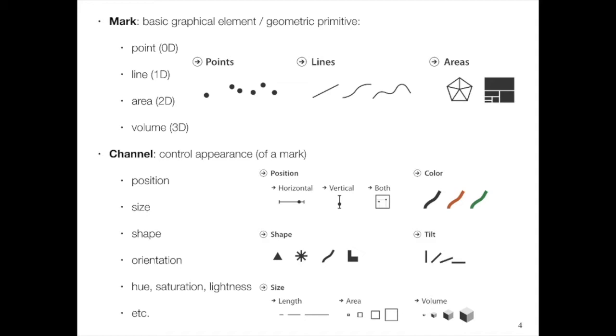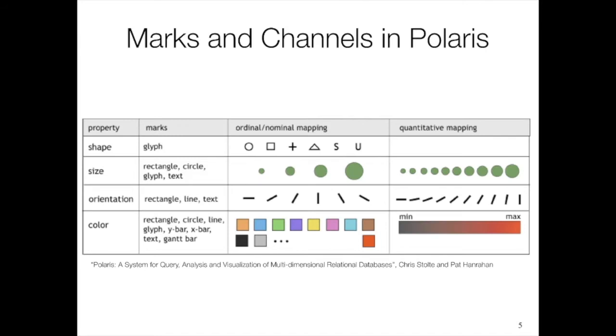Here we can see the marks and channels that are used in Polaris. Polaris is a visualization tool for multidimensional relational databases, and it can sometimes be seen as Tableau's senior, the predecessor to Tableau in some senses. Here we have a handy map of the properties, the marks that are used with these properties, and their mappings in the ordinal and in the quantitative space.